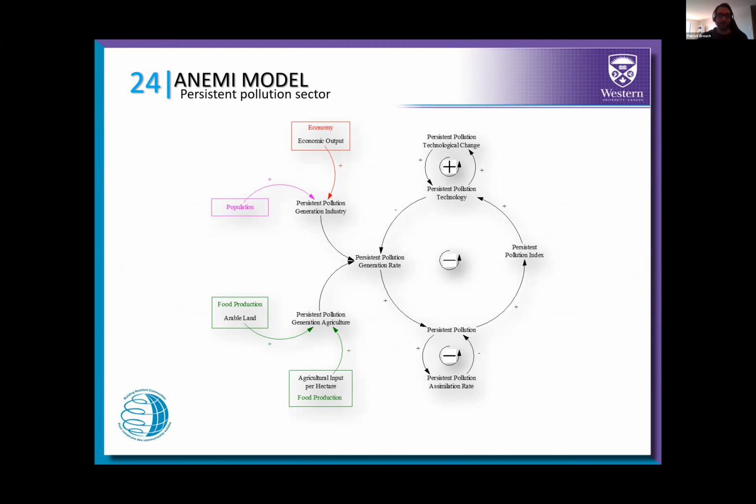The main drivers for generation of persistent pollution are industrial and agricultural activity, while population and economic output are used to scale these effects in the global system. Technological changes act as a reduction factor for the levels of persistent pollution generation, while the natural rate of assimilation represents the environmental capacity to cope with and break down these pollutants over time.